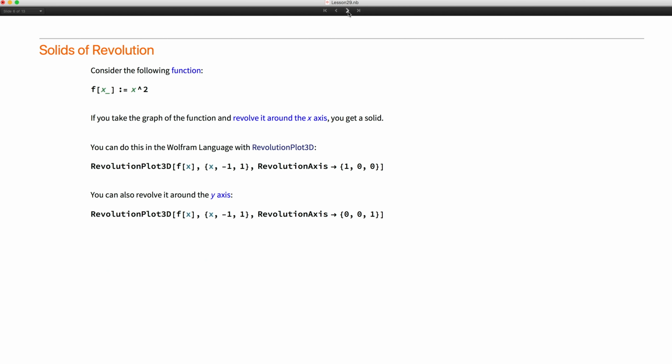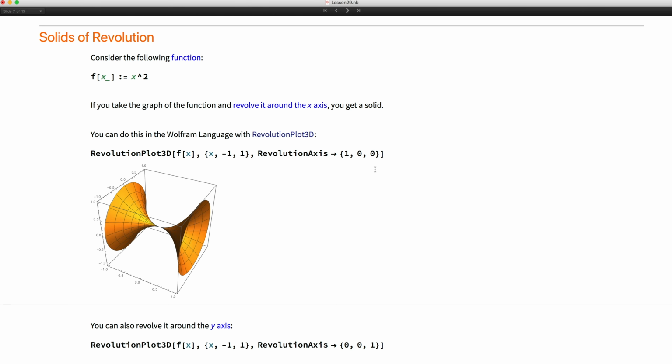Okay, so let's use the same idea to talk about what are called solids of revolution. So here's a function, and what you can do is take the graph of this function and revolve it around the x-axis, and then you get a solid. So here's how you do it. Use RevolutionPlot3D, and you get this solid obtained by revolving the curve about the x-axis.